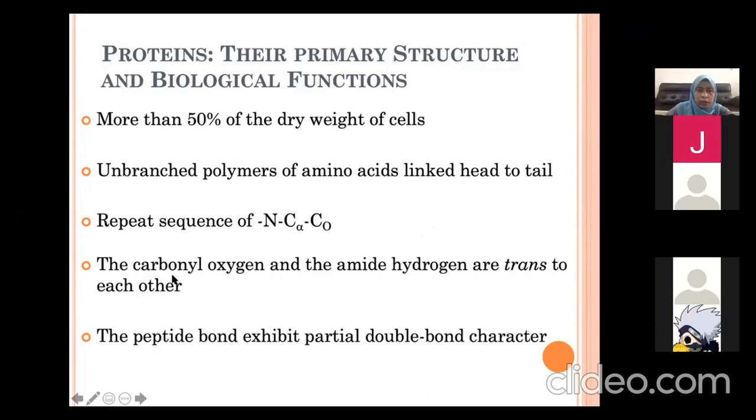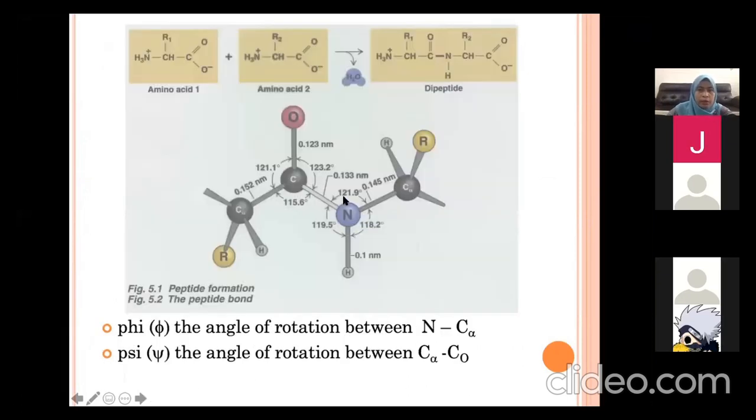Okay, the carboxyl oxygen and amide group are trans to each other. Okay, peptide bond, acid base. Okay, this one is nothing. So here what we want to check is the torsion angle.